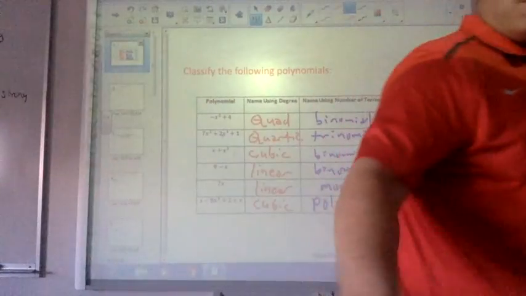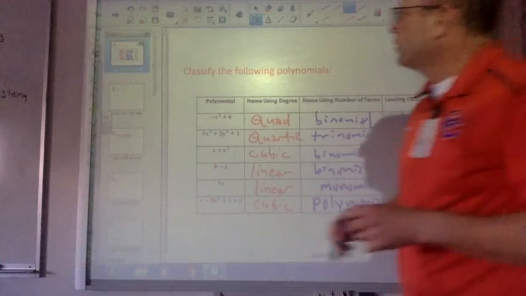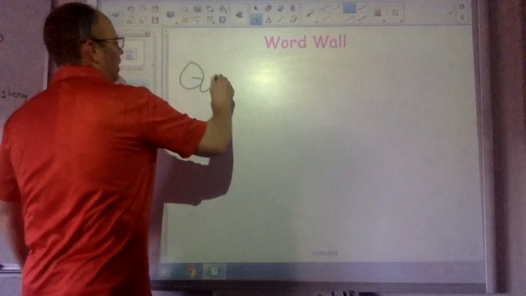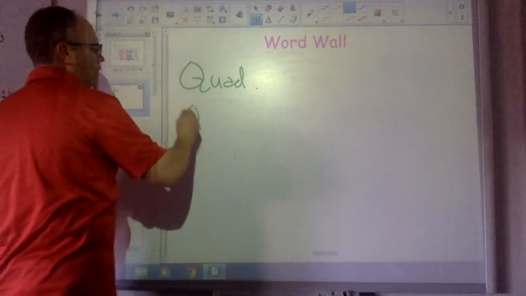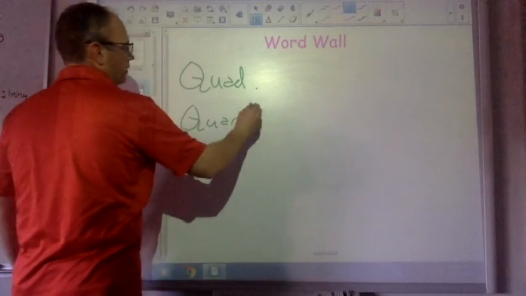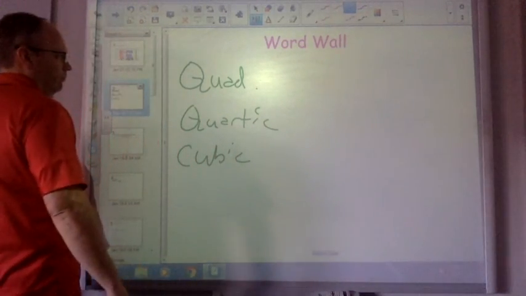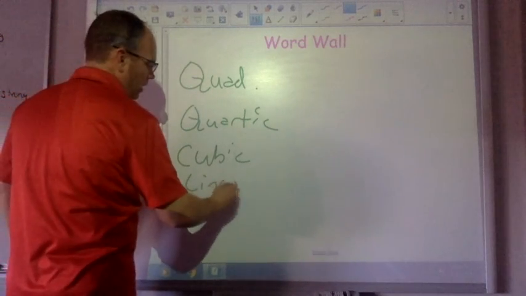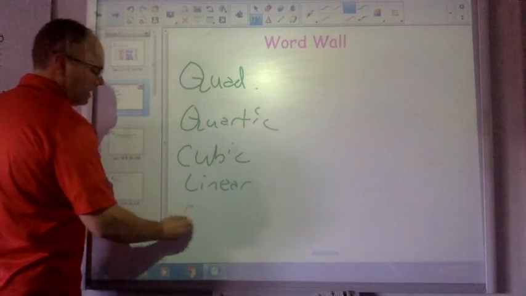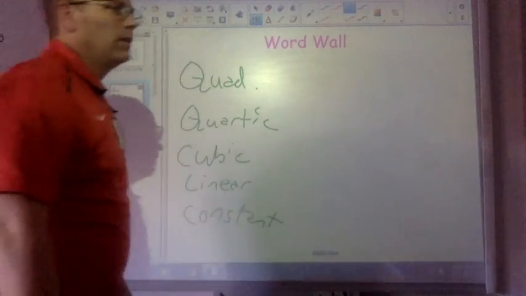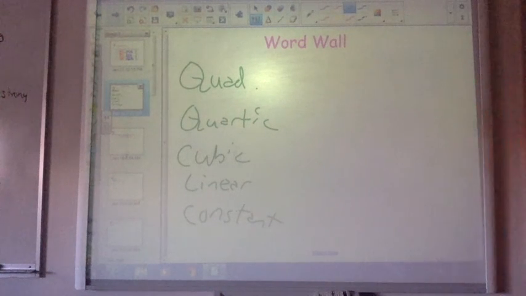All right. Can I move to the next one? So, the word wall, I mean, quadratic, quartic, cubic, linear. If it's just a number, it's called a constant. Then we have, I mean, I guess we could throw anything on this we wanted to, but it's basically any of those words that we just used.